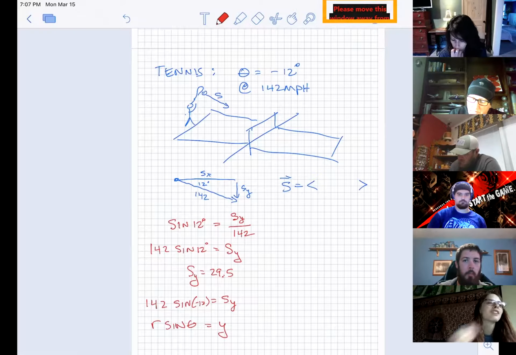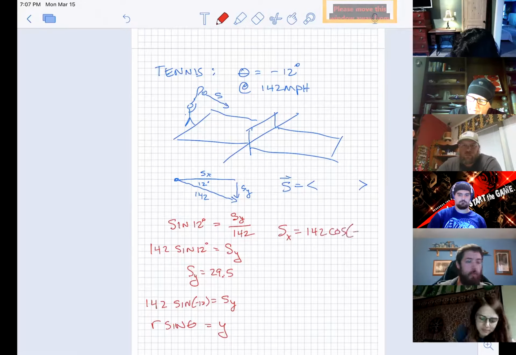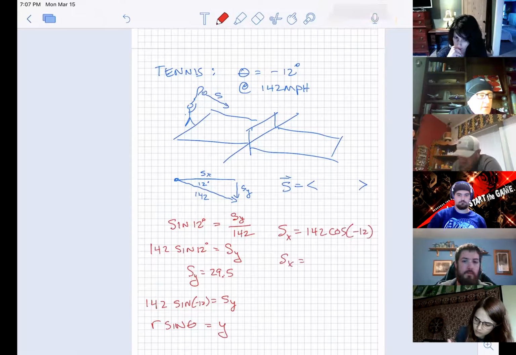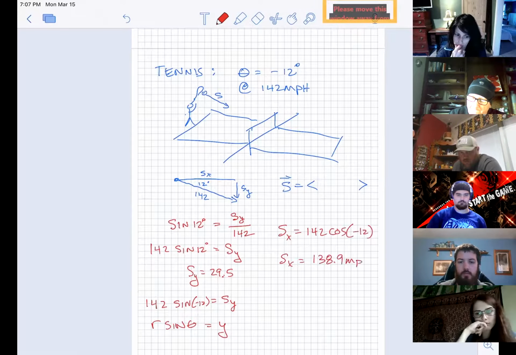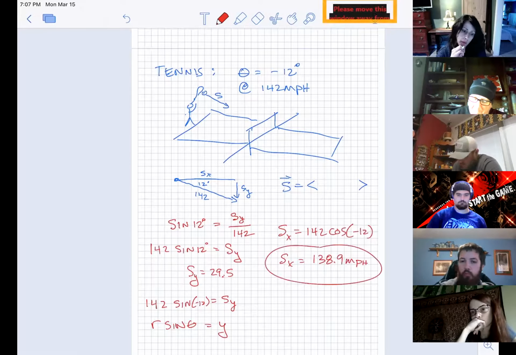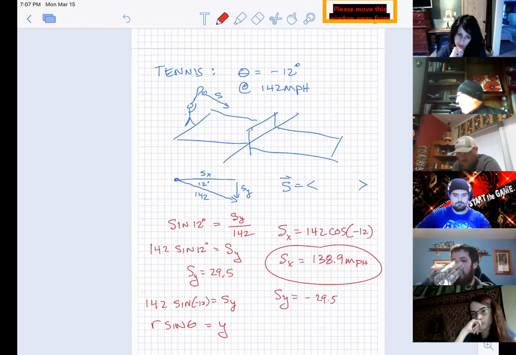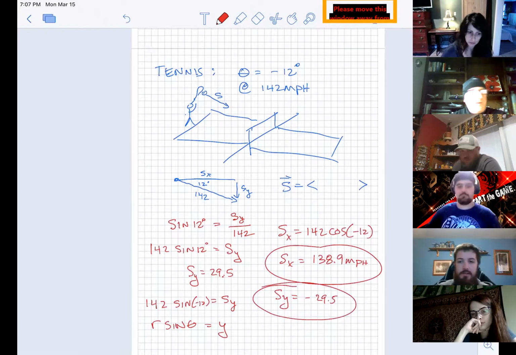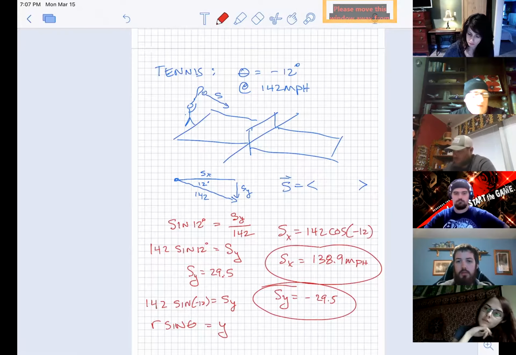So S of X would be R times the cosine of theta. If I leave negative 12 in there, you all must be right. I didn't figure this out, but you all said it was 138.9, or round it however you want. The negative would be important in this, as far as the answer. Although if you drew the triangle and had S of Y written as negative 29, then it'd be okay because the picture shows it.